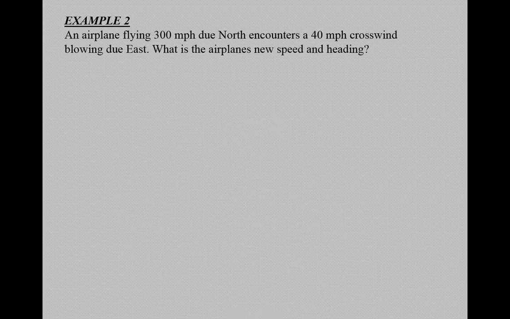Example 2. An airplane flying at 300 miles per hour due north encounters a 40 mile per hour crosswind blowing due east. What is the airplane's new speed and heading?